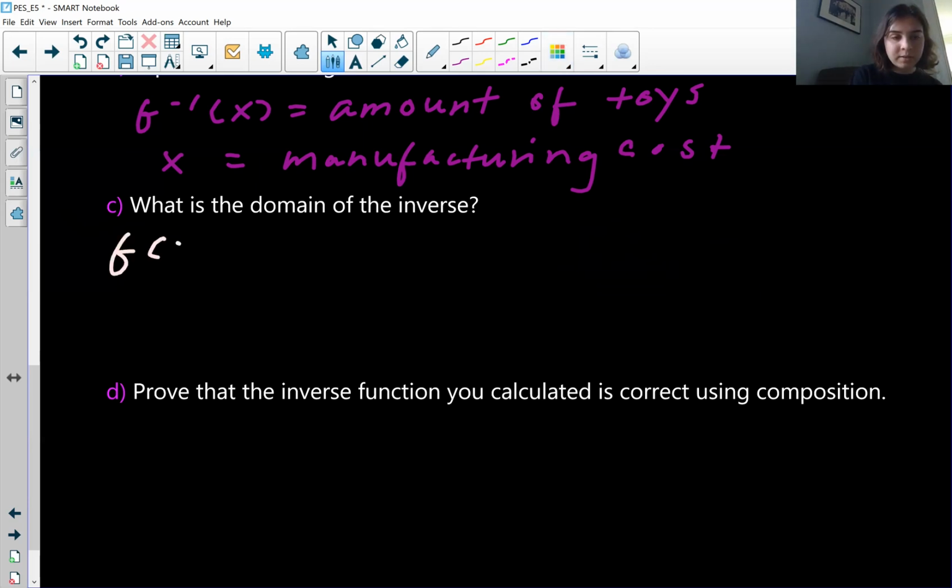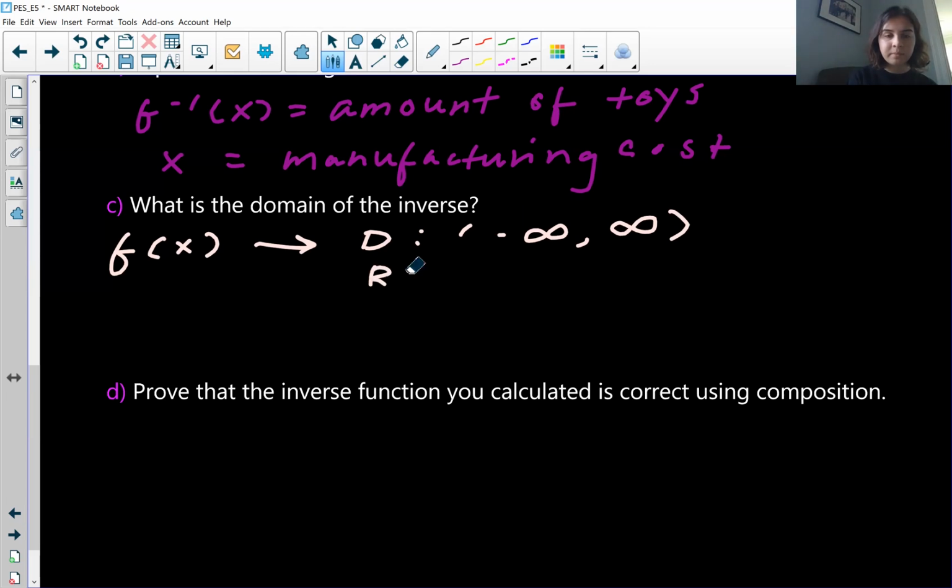So for f of x, the domain, well, it's a polynomial, it's x squared plus 500. So it's just going to be all real numbers, negative infinity to infinity. Okay. And then the range, keeping in mind this is an upward facing parabola, and we have that plus 500, so it's going to shift it up. So our minimum y value is going to be 500 and to infinity and beyond.